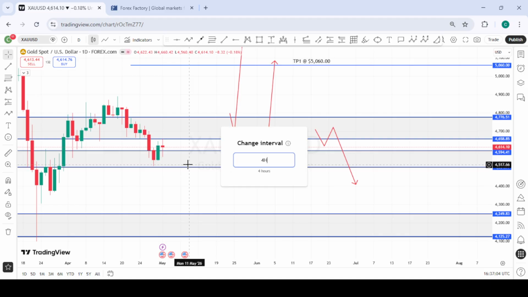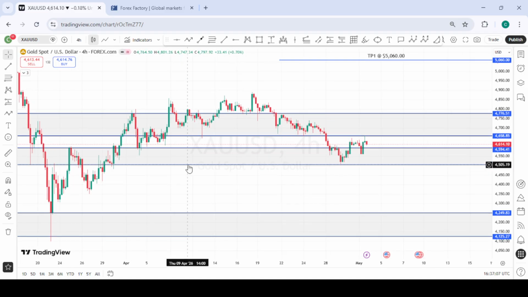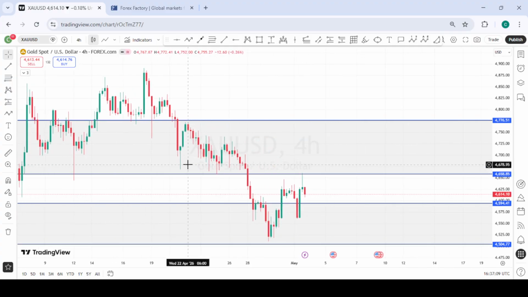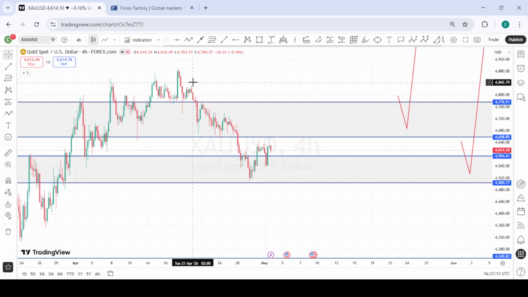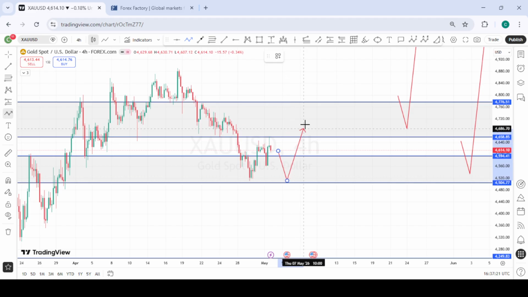So if we go to the 4-hour time frame, the 4-hour structure has shifted bullish, and so going into next week, what we'll be looking out for is either we get a pullback to give us something like a double bottom formation. Should we get a pullback to give us a double bottom formation, then look forward to a continuation to the upside.